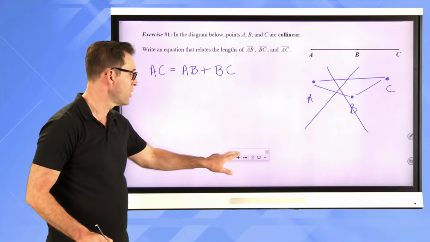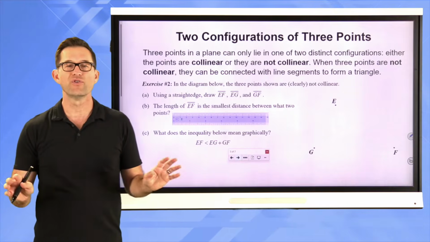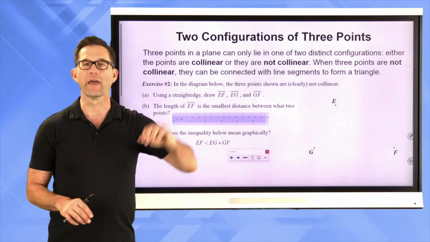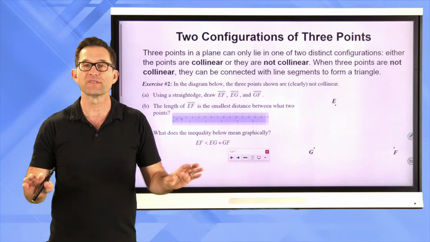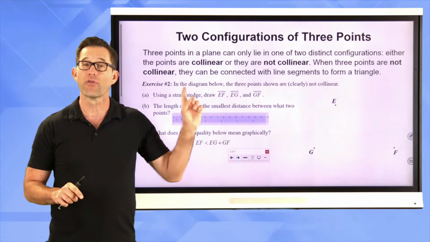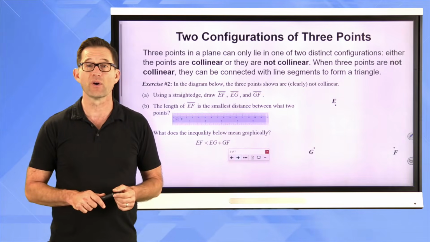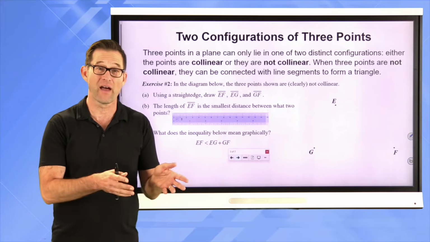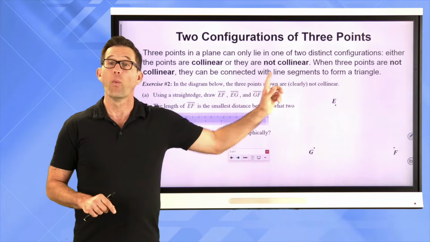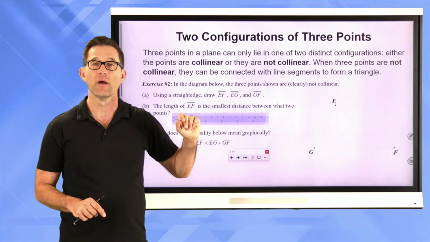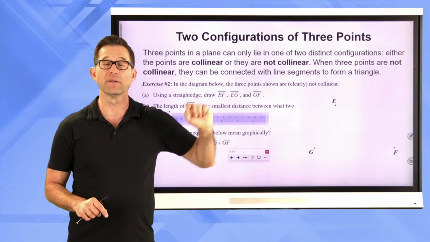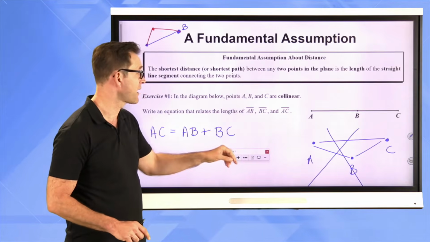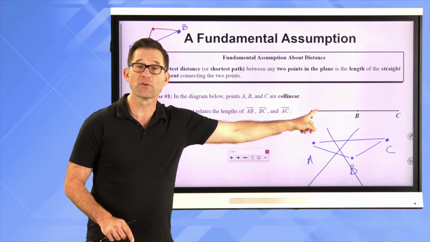All right, so let's now talk about the 2 configurations that 3 points in space can have. So 3 points in a plane can only lie in one of 2 distinct configurations. Either the 3 points are collinear, which is what we just saw, or they're not collinear. I mean, that's always kind of true. They're either blank or not blank. When the 3 points are not collinear, they can be connected with line segments to form a triangle. Obviously, if they are collinear, which was the situation back here with these 3, you can't form a triangle.